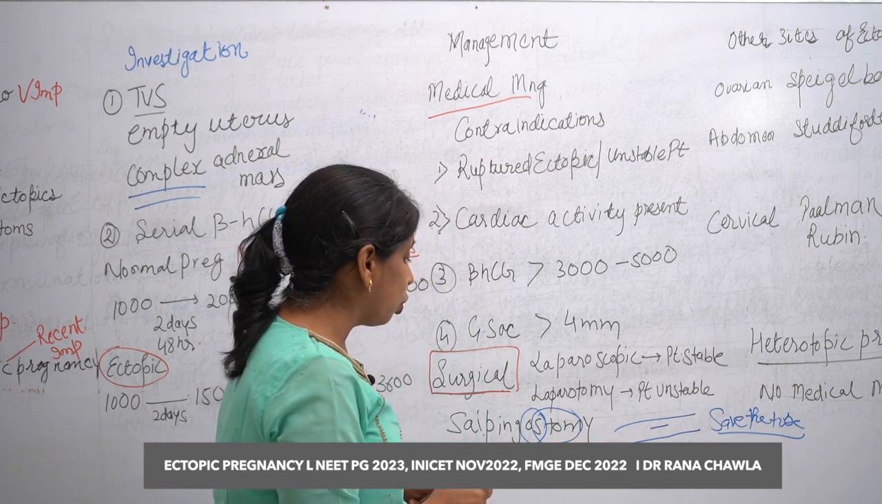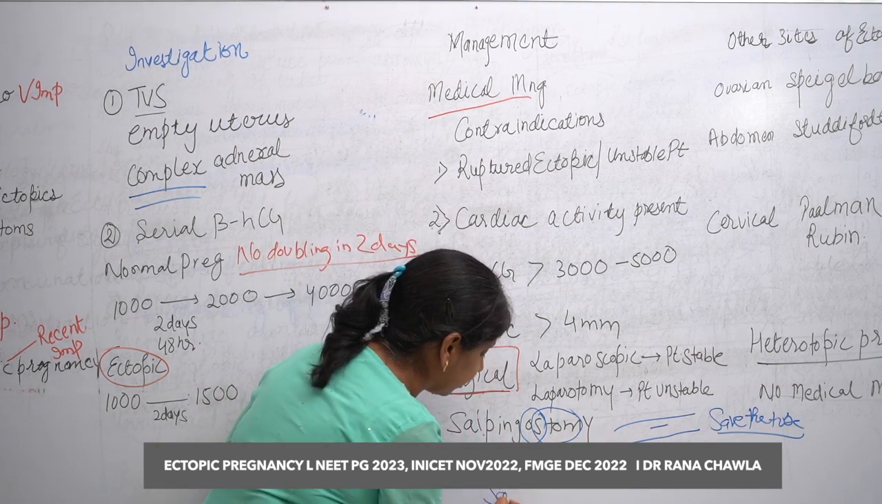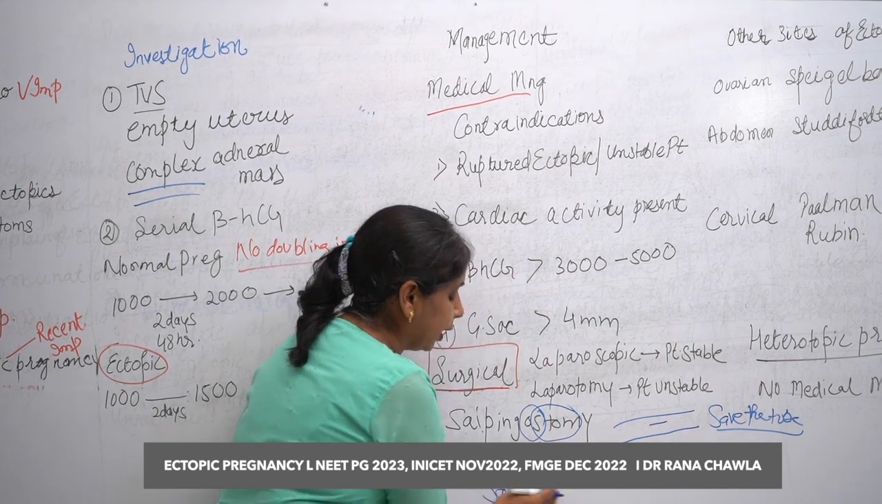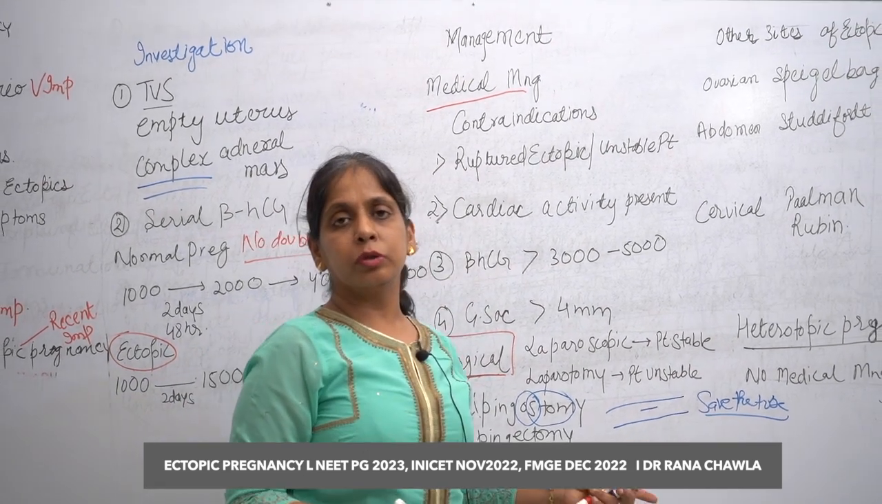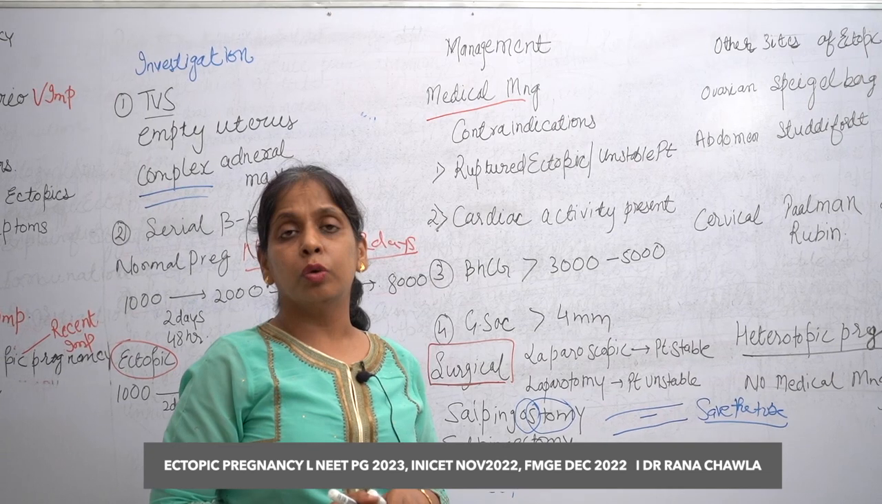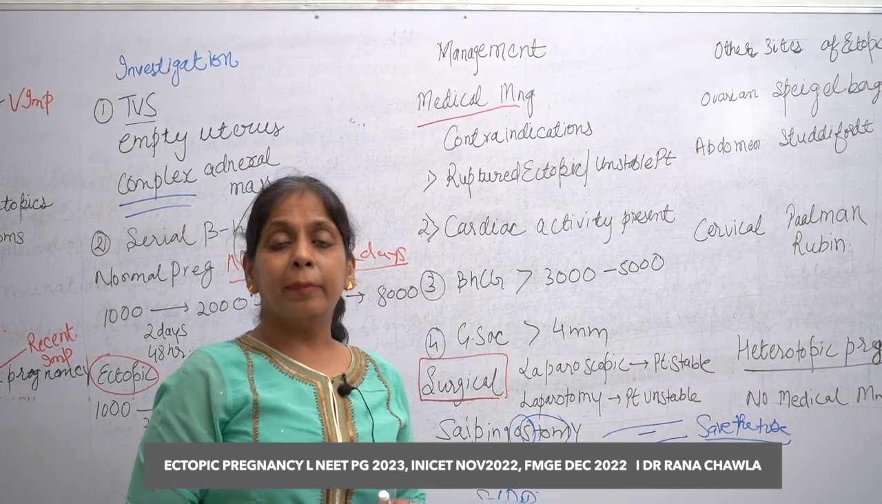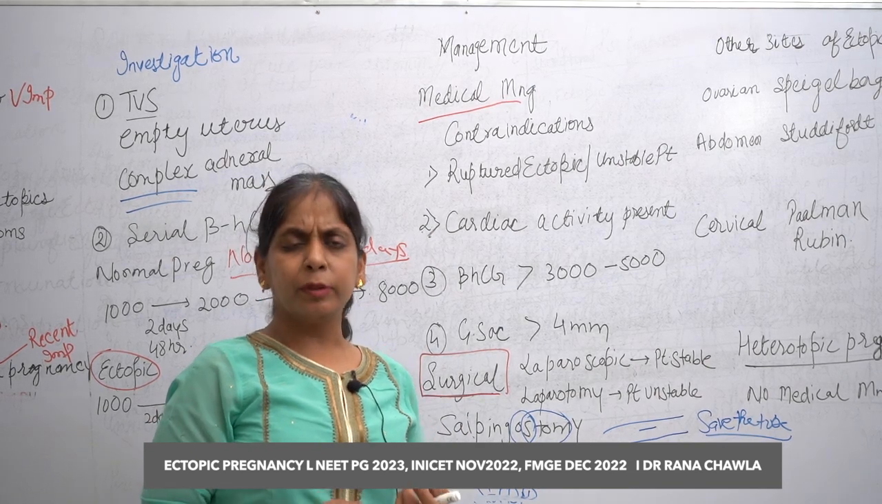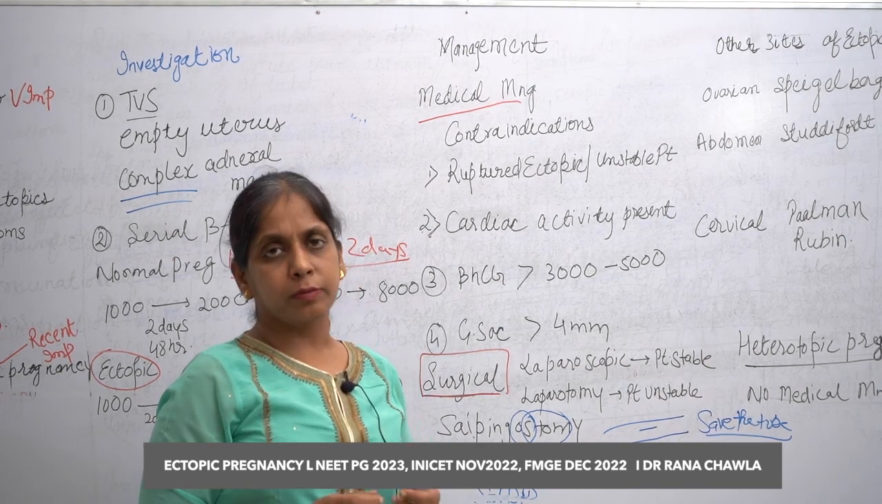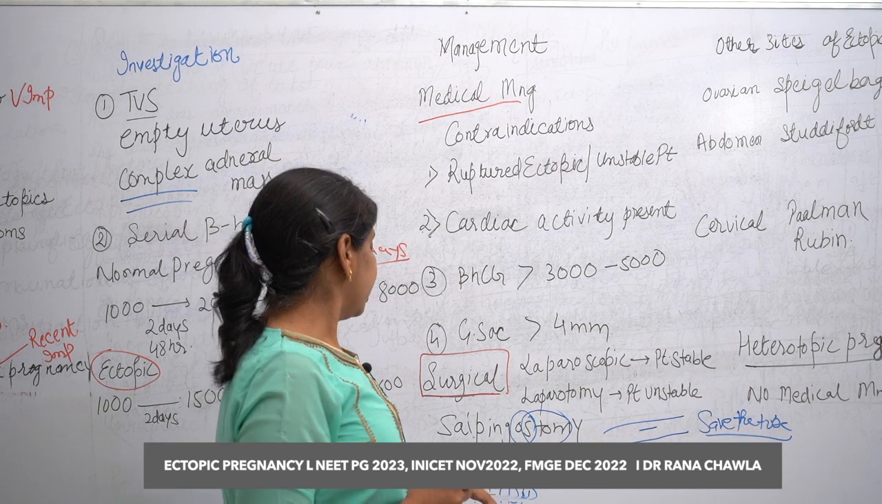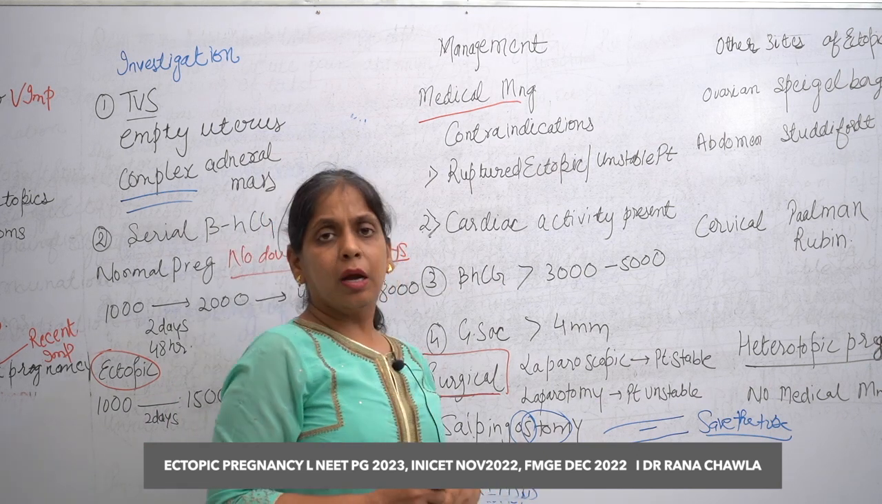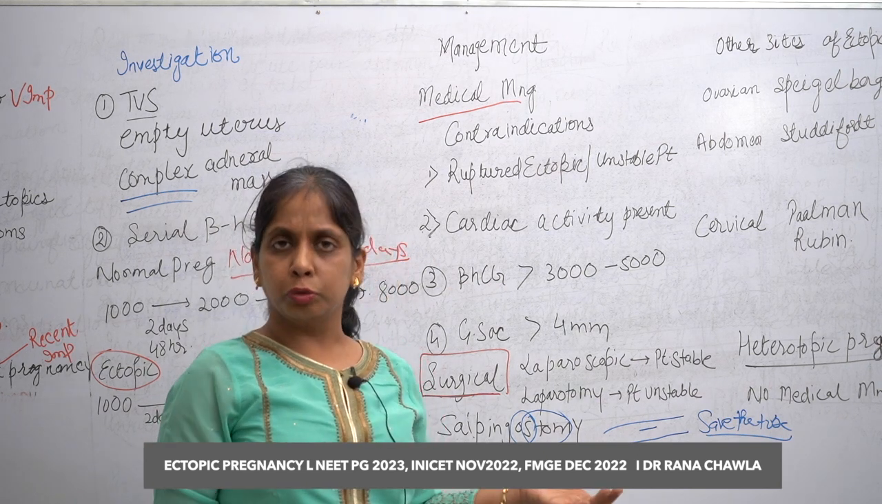When we close this opening, then that surgery is known as salpingotomy. But this is an obsolete procedure. Salpingotomy and linear salpingostomy are both obsolete procedures. Now the next is salpingectomy. What is salpingectomy? Remove the tube.